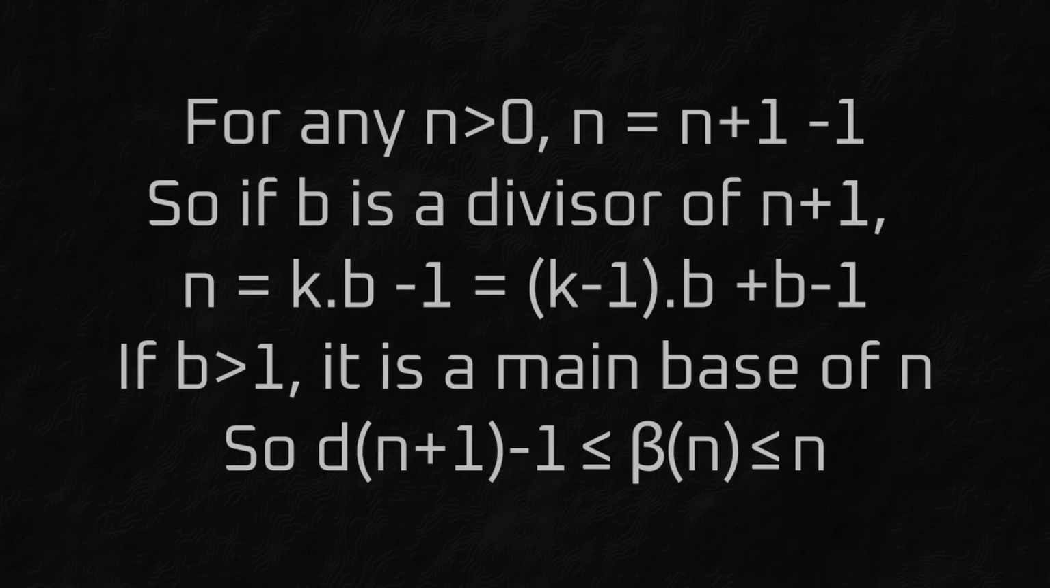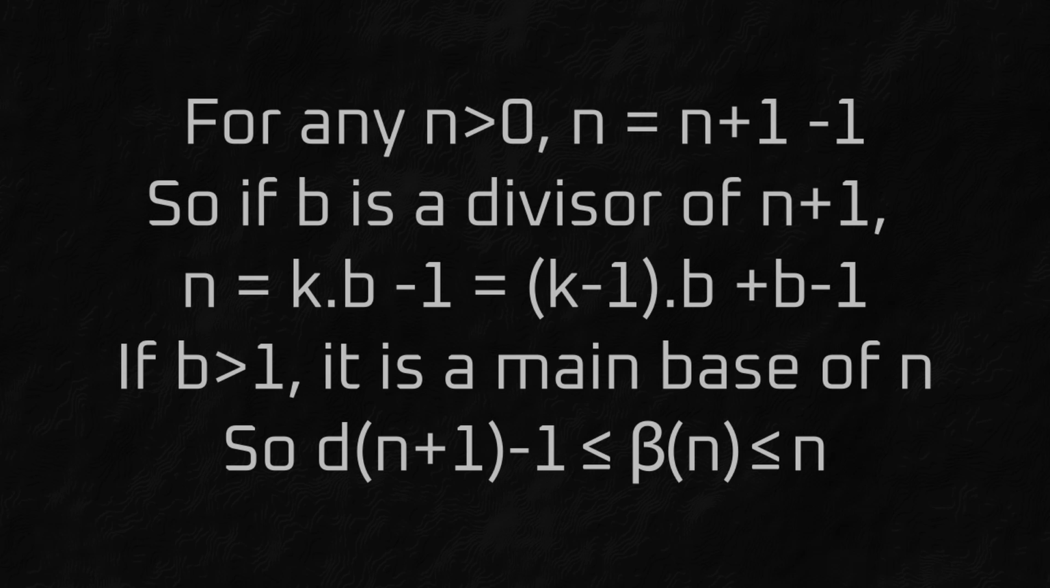In fact, we can prove this lower bound, because n is n plus 1 minus 1. So if b divides n plus 1, then the last digit of n in base b is b minus 1, and b is a main base of n. 1 cannot be a main base, but it's always a divisor of n plus 1. So, removing it, we get beta of n always greater than or equal to the number of divisors of n plus 1 minus 1. If beta of n is small, we can expect n plus 1 to be a prime number.